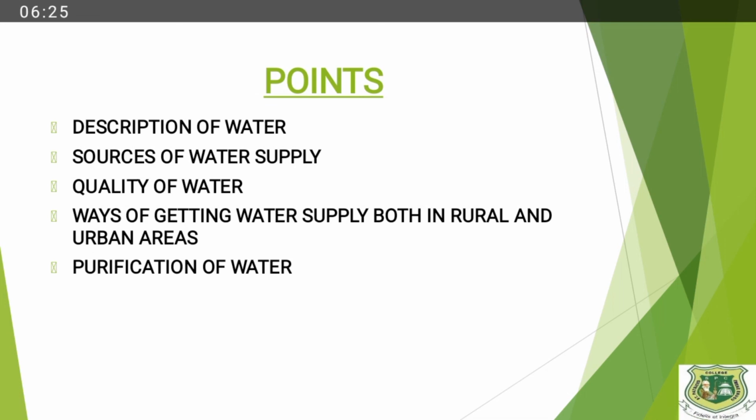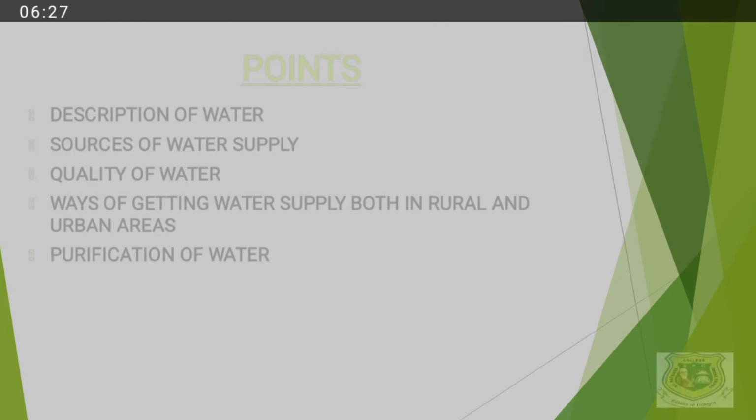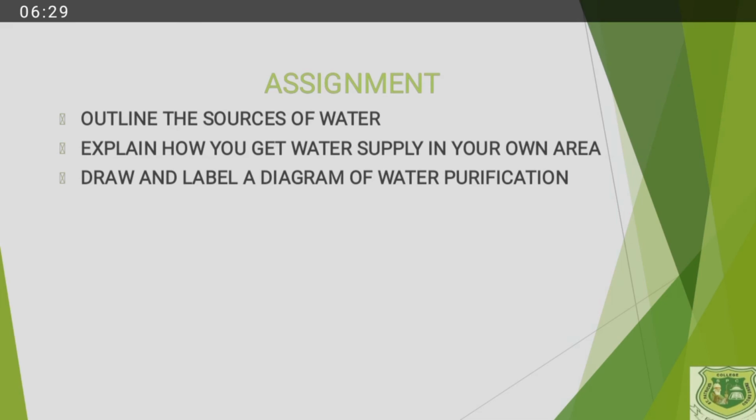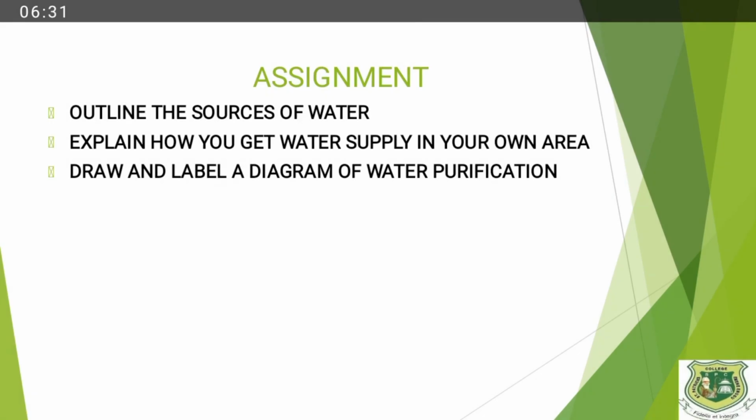Assignment. Our assignment is: 1. Outline the main sources of water. 2. Explain how you get water supply in your own area. 3. Draw and label the diagram of purification of water.